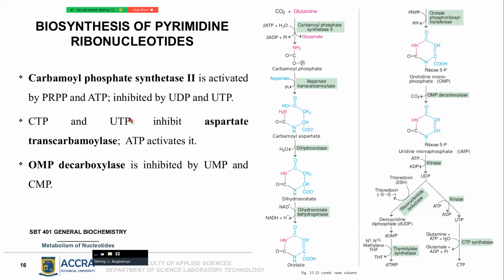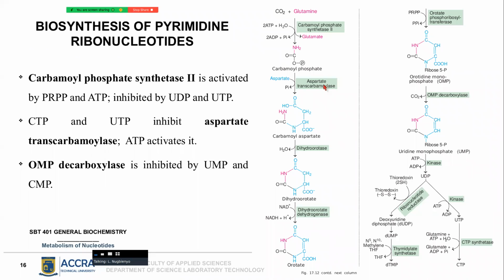And similarly, you have cytidine triphosphate, this end product here, and then uridine triphosphate, also inhibiting this second enzyme, aspartate transcarbamylase, this one. So you have these two, cytidine triphosphate and uridine triphosphate, acting as inhibitors to this second enzyme, whilst you have the molecular energy form, ATP, activating this enzyme.